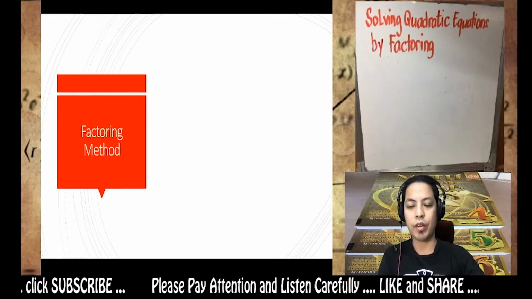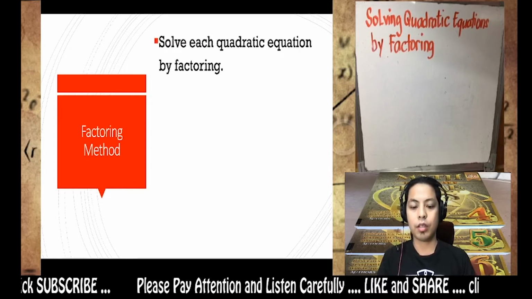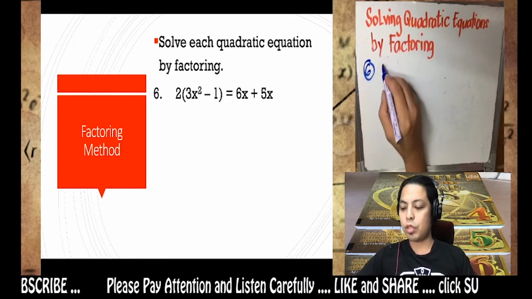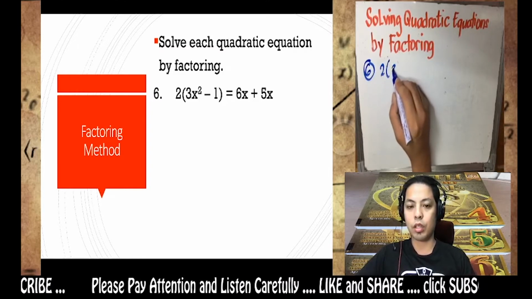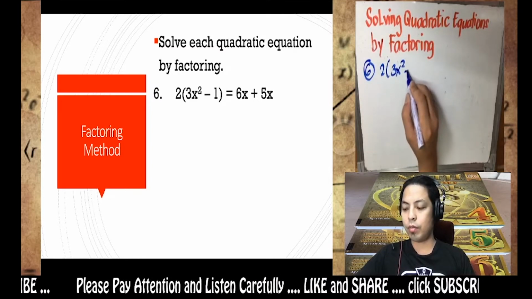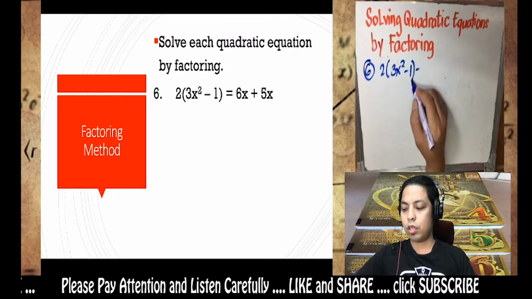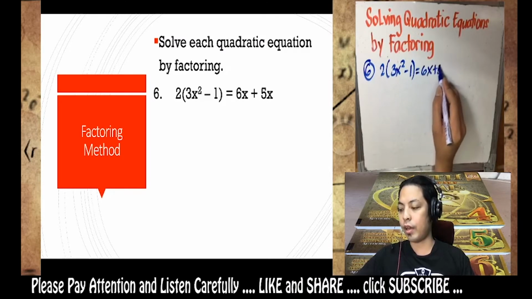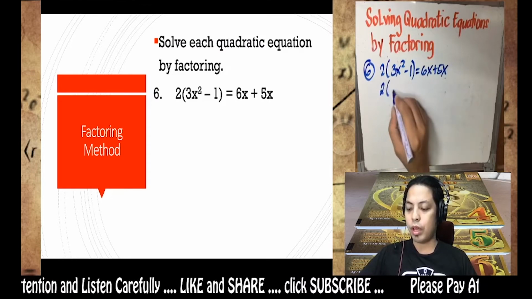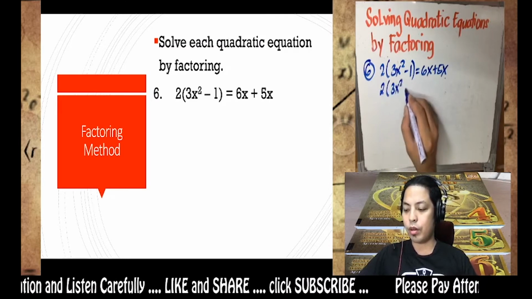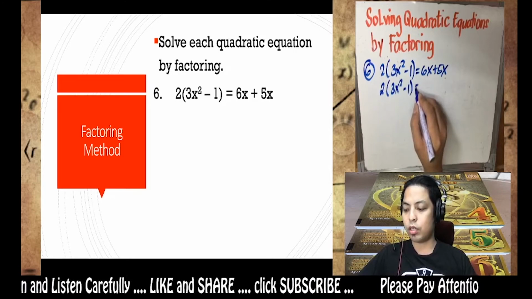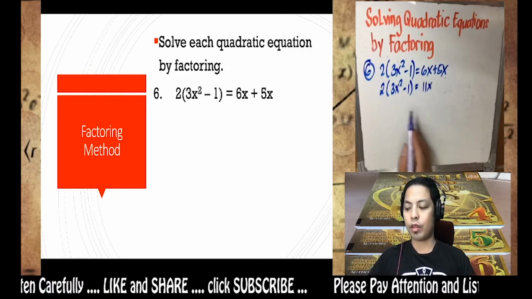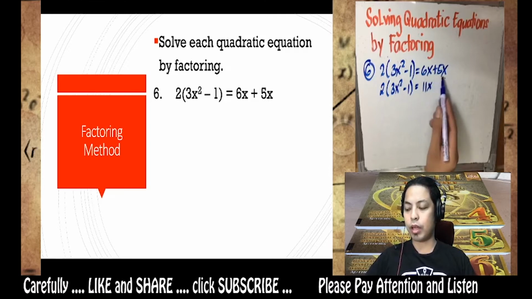Next number, we have number 6. Number 6, we have 2 times the quantity 3x squared minus 1 is equal to 6x plus 5x. Combining 6x plus 5x, we get 11x.